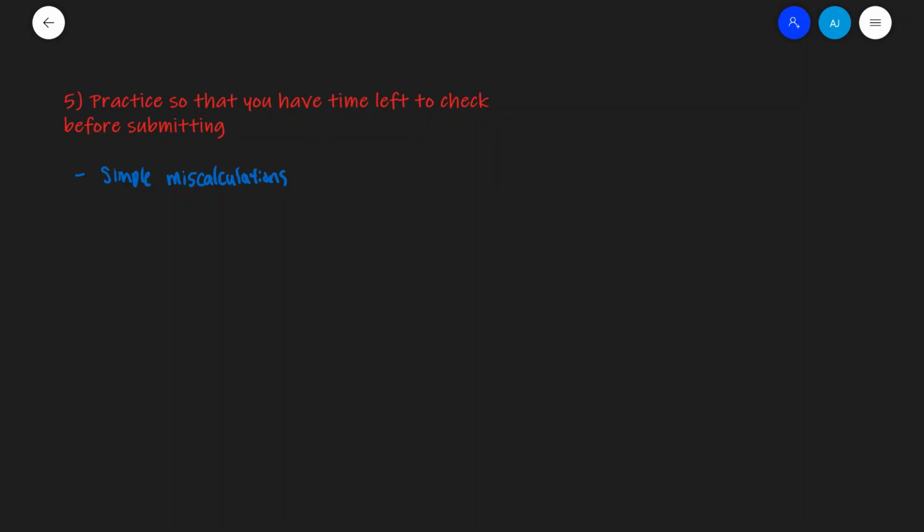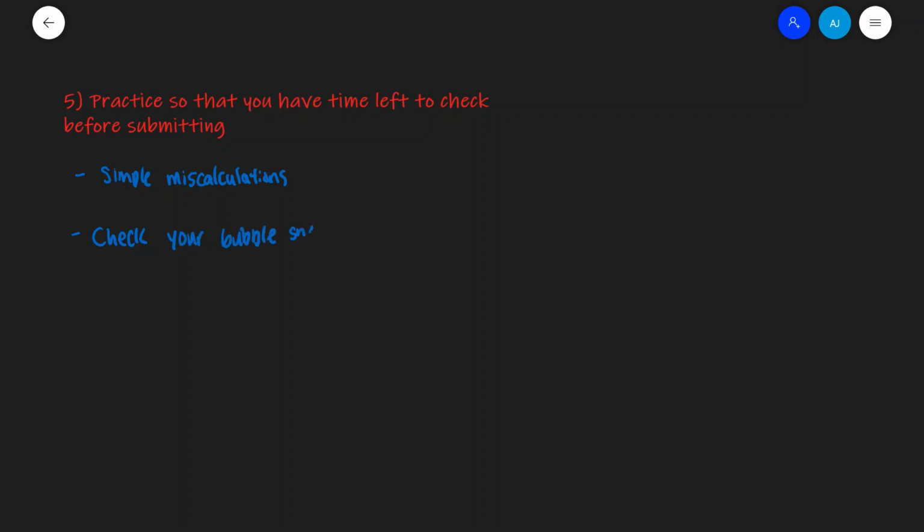So the last thing you want is for your SAT score to drop due to just minor calculation mistakes or maybe even bubbling in the wrong answer accidentally. So make sure to also check your bubble sheet.